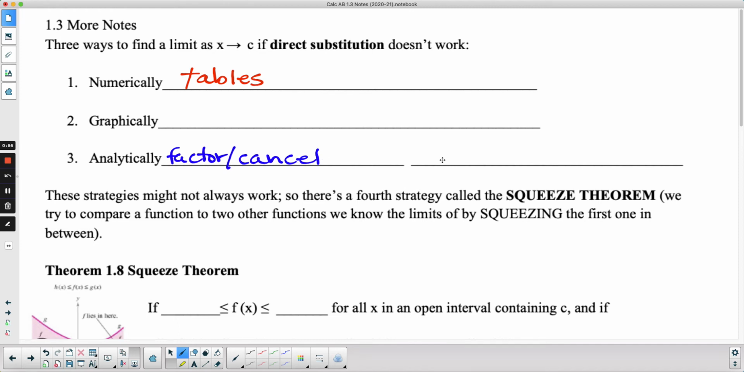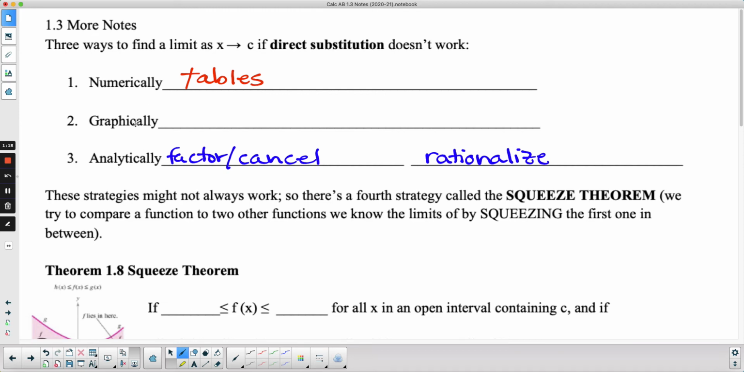And then if we couldn't factor and cancel, we could rationalize. Another thing you could do is use some trig identities, which we will get to here today. Now, these strategies are all well, but they might not always work.